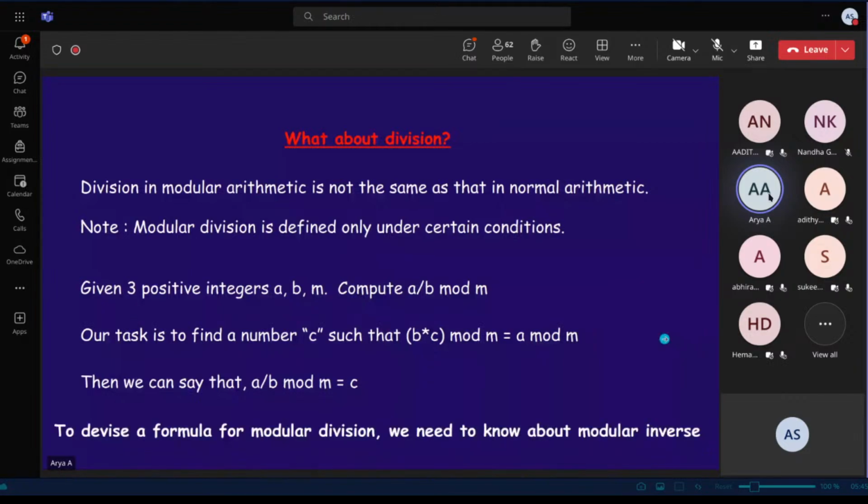So to devise a formula for modular division, that is, I have shown a kind of formula for addition, subtraction, multiplication. But is there a similar formula for division? Yes, there is. But before we go there, we need to know something known as modular inverse.